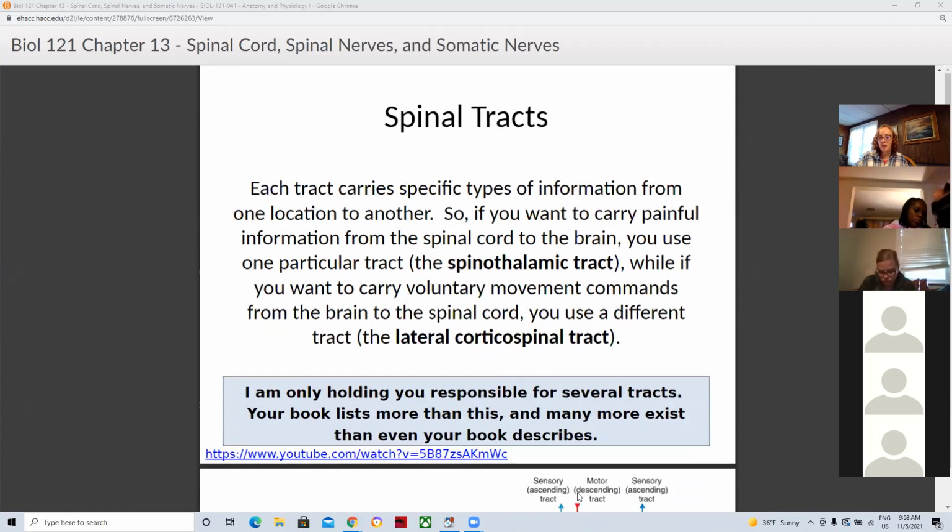Your book lists a lot more tracts than these. Know the ones that are described here, the ones that are described in this PowerPoint. Understand those.